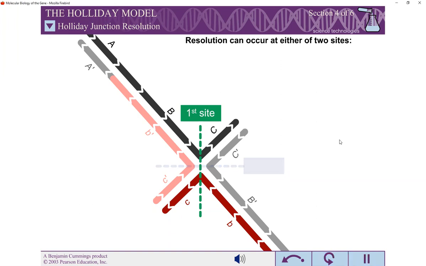Okay, look here. One of the possible cut sites is in the pair of strands that remained uncut during the first step of recombination. These strands can be easily identified because they each consist of a single color at this point in the model.